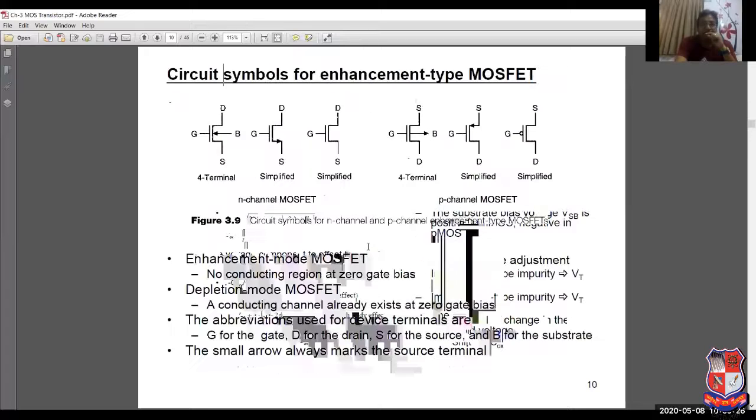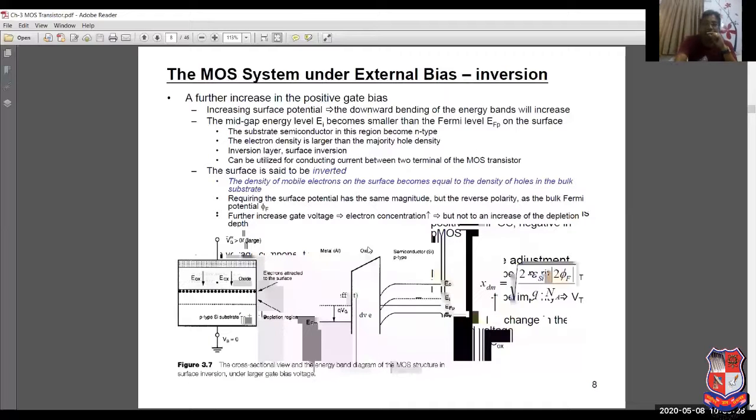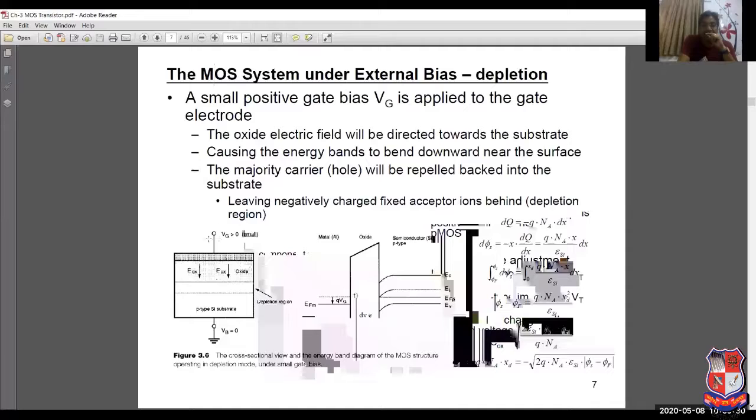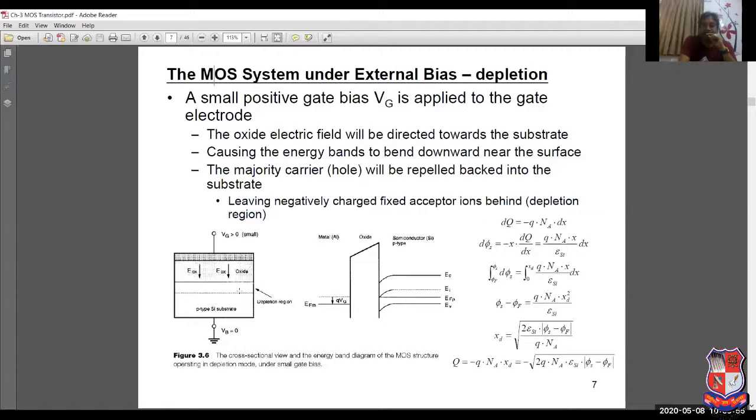then what will happen? If you apply a small positive voltage, then in this particular case, the minority carriers will be attracted, and the majority carriers, which are holes, will be repelled back. So the holes move down, and the electrons will start getting collected at the oxide substrate interface. You can say that this is the region where the depletion region is starting to be created. So this is the case when you apply a small amount of positive voltage.